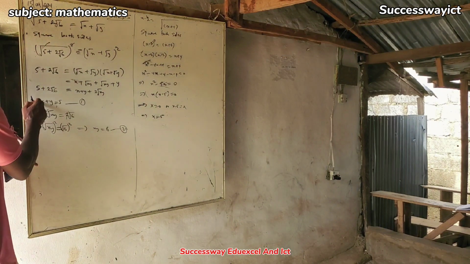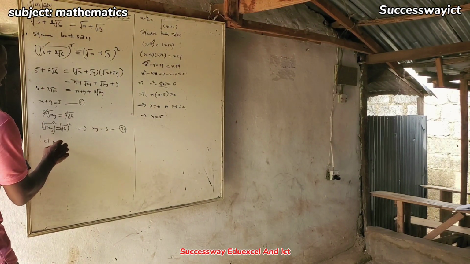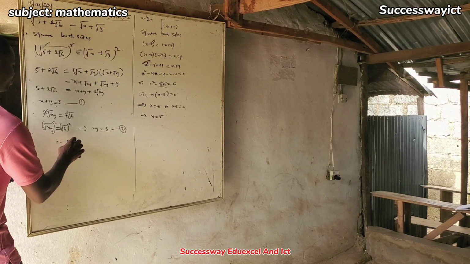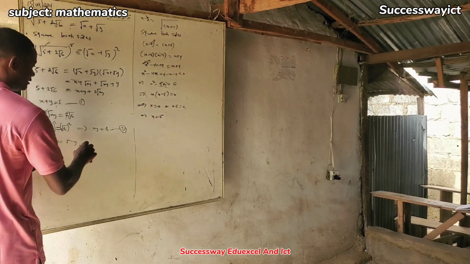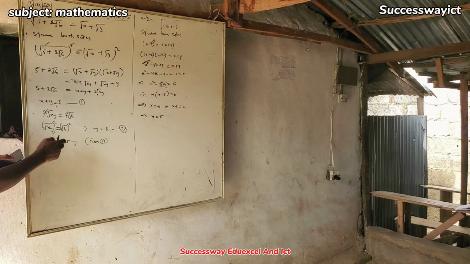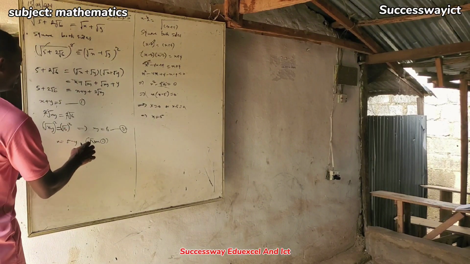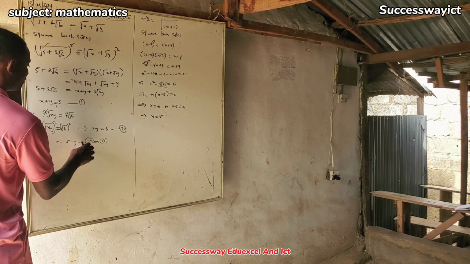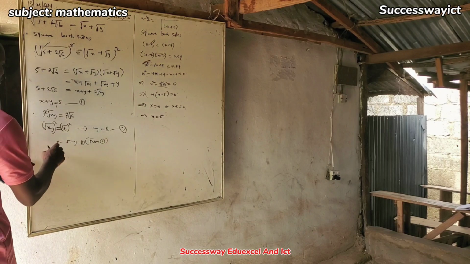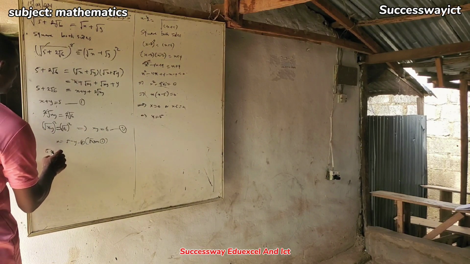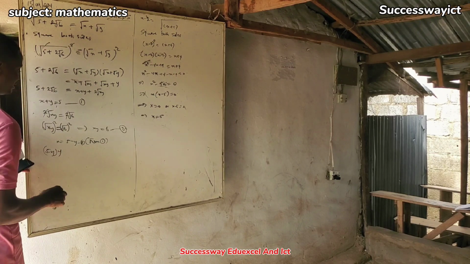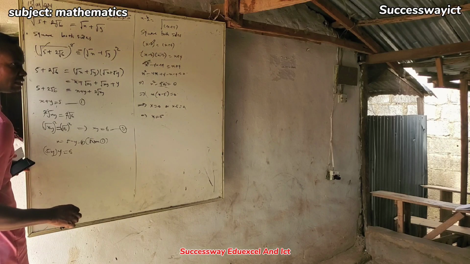Now, from equation 1, x is equal to 5 minus y. Now, let's say I call this one equation 3. Now, if I put equation 3 in equation 2, I am going to have 5 minus y multiplied by y is equal to 6.